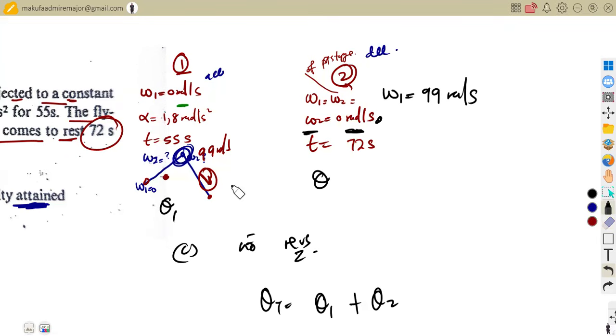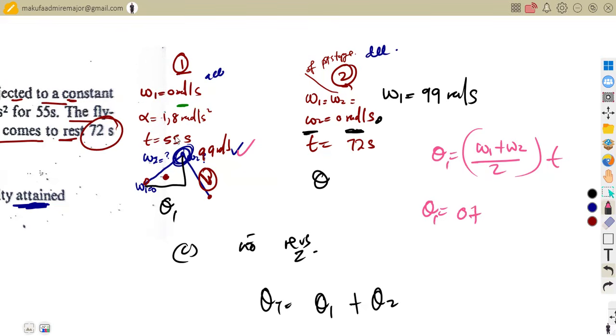You can use the area under the graph, half base times perpendicular, because you're going to formulate a triangle, which is fine. Or since we calculated omega 2 and we know that this is 99, remember I always choose this formula even from our N3 hours: theta is equal to omega 1 plus omega 2 over 2 times t, average velocity times time. We have omega 1, we've got omega 2. So theta from the first stage is going to be omega 1, which is 0, plus omega 2, which is 99, over 2 times the time frame, which is 55.